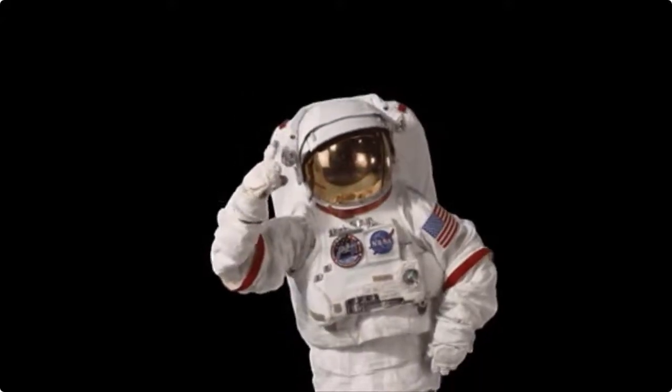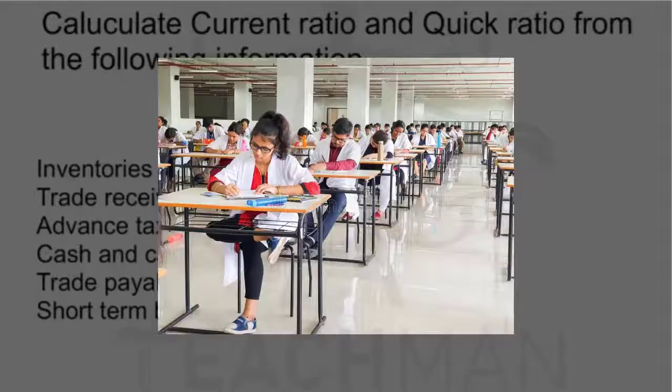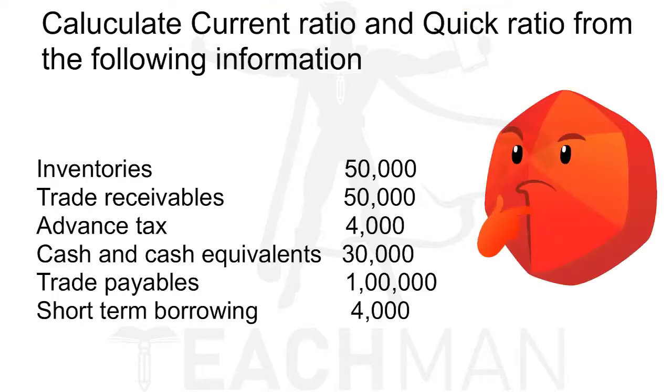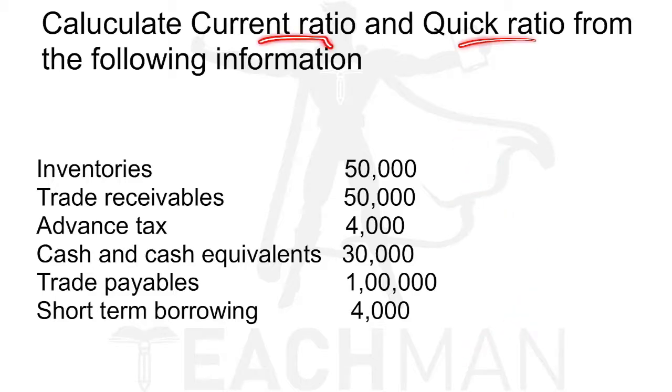Previously we have learned individual problems on current ratio as well as quick ratio. Basically, in examination, they will ask both current ratio and quick ratio for 6 marks. So let us solve how to calculate both current ratio and quick or liquid ratio from a single set of information. Here they have given: calculate current ratio and quick ratio from the following information.